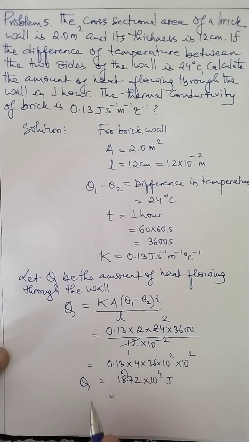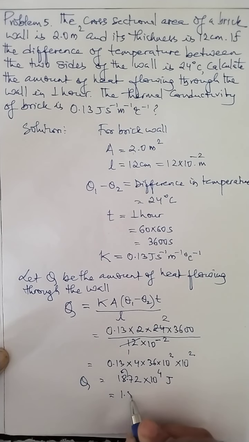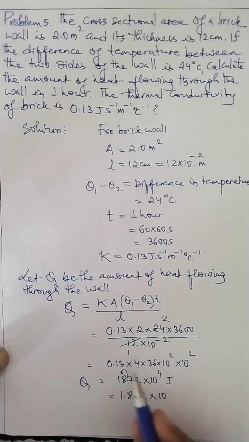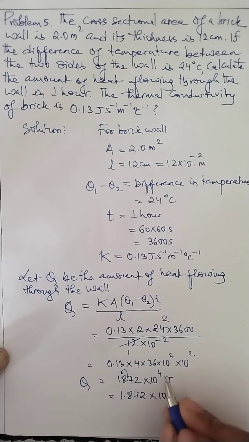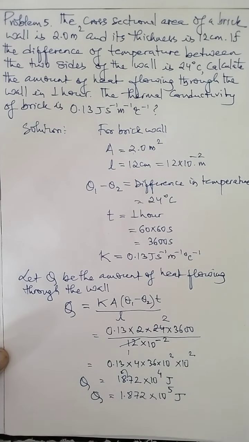If I shift one decimal to the left, it will be 1.872. Now if there is a positive power and you shift one decimal place left, your power increases by 1. Then 4 becomes 5. So it is joule. Finally, Q, the amount of heat flowing through the wall of a brick in 1 hour, is 1.872 into 10 to the power 5 joule.